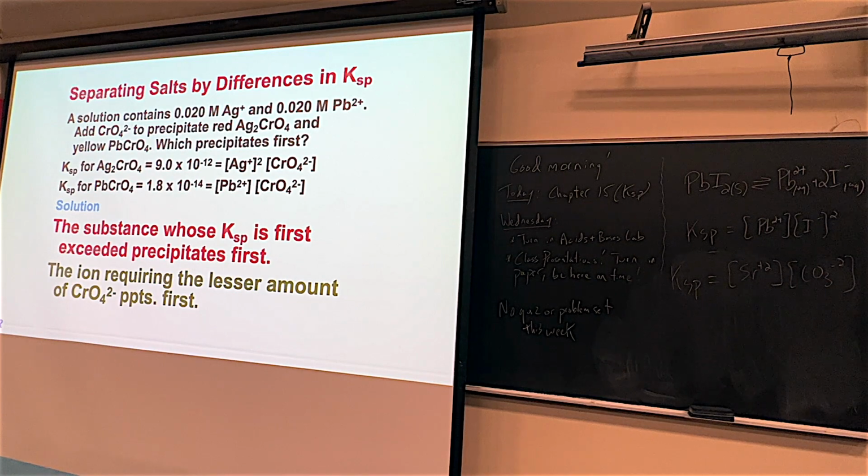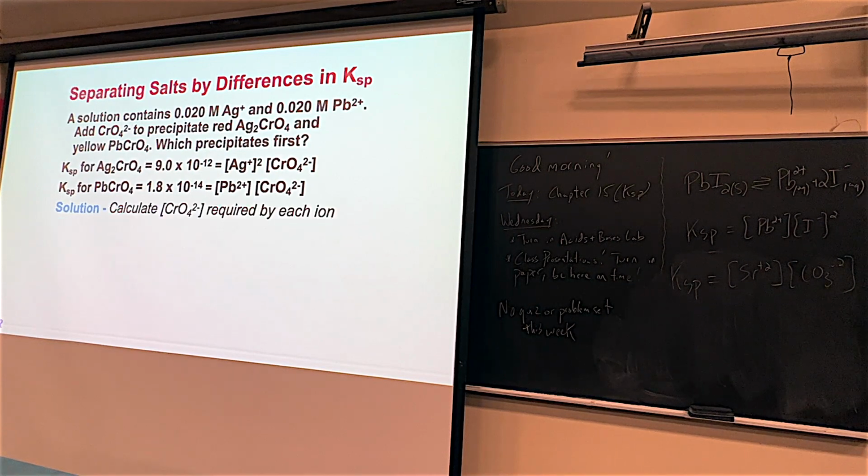So we're going to pump the numbers in for silver and lead here a little bit, solve for the chromate, and we're going to look for the amount of chromate required to make a solid. And the smaller chromate is going to be the one that precipitates first. So, without further ado, the math is actually not too bad. We're just going to again calculate the chromate for both of these.